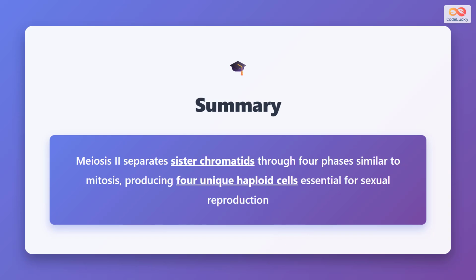To summarize, Meiosis II separates sister chromatids through 4 distinct phases: Prophase II, Metaphase II, Anaphase II, and Telophase II. The process is similar to mitosis, but produces 4 unique haploid cells instead of identical diploid cells. These haploid cells are essential for sexual reproduction, allowing genetic diversity to be passed on to the next generation.